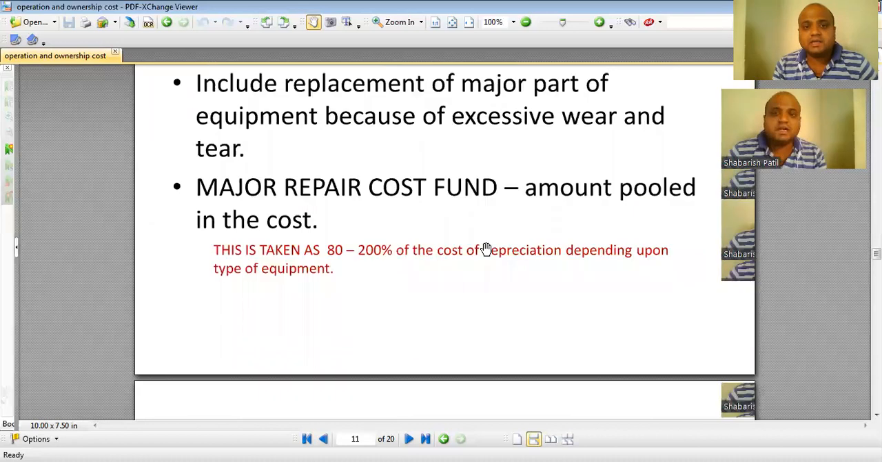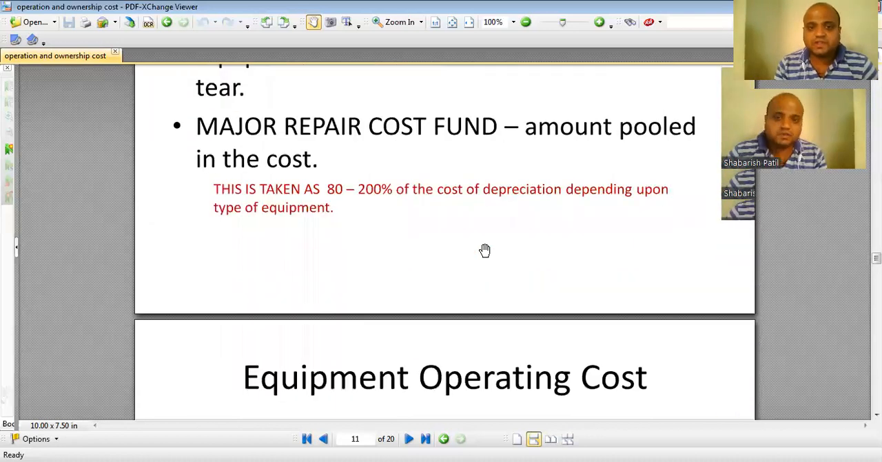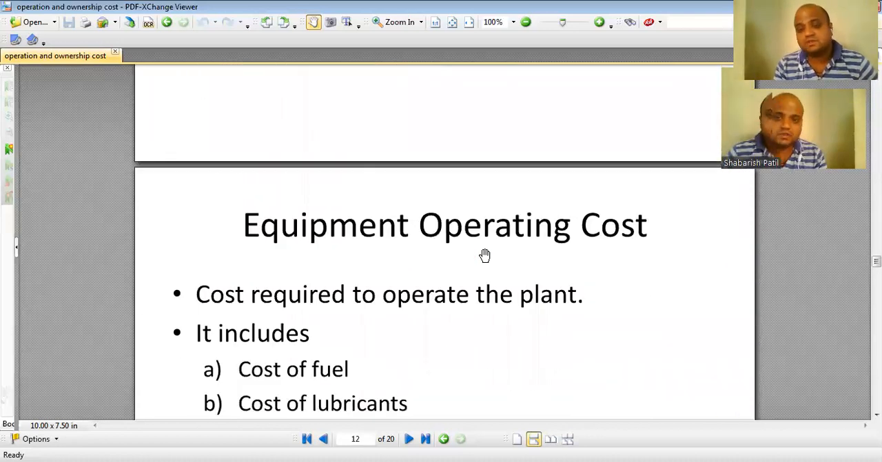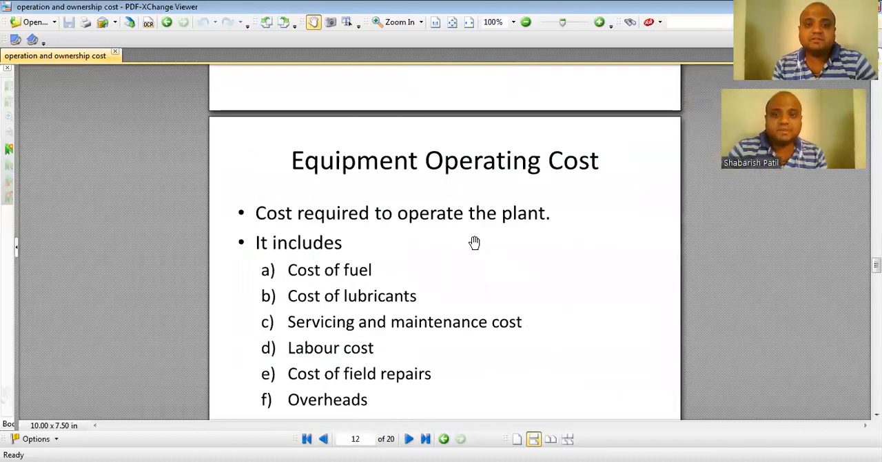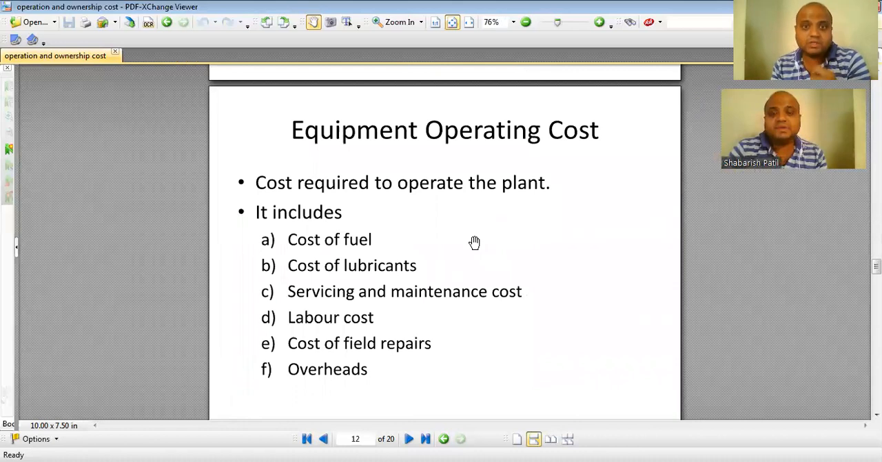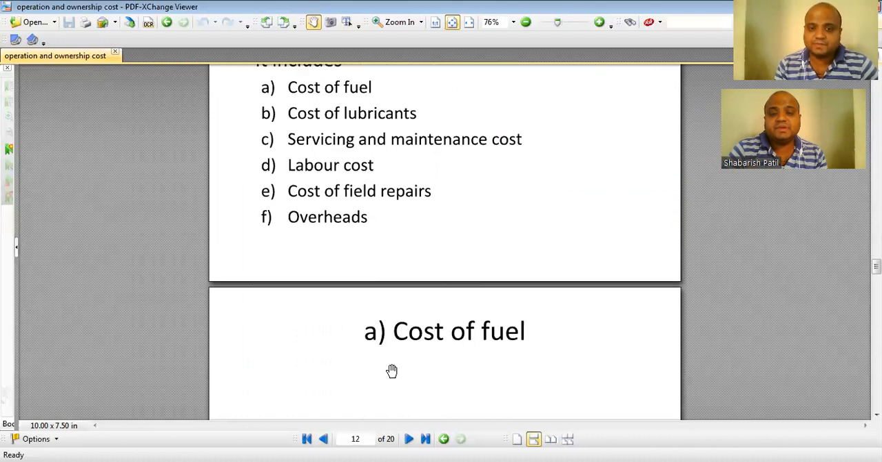So these are equipment owning costs. Next is equipment operating costs. It so happens that even while operating the equipment, the owner has to incur costs. So what do they include? Cost of fuel, cost of lubricants, servicing and maintenance cost, labor cost, cost of field repairs, and overheads.